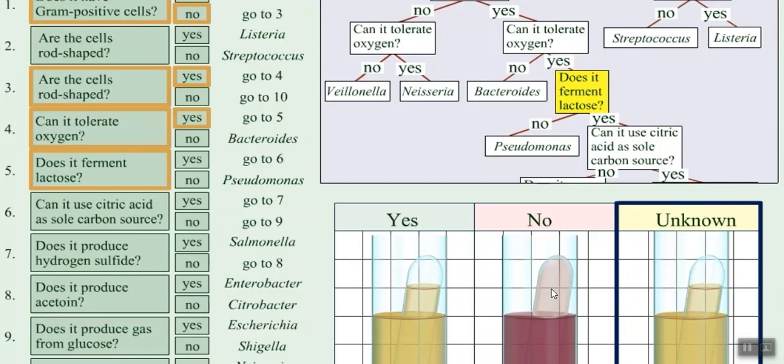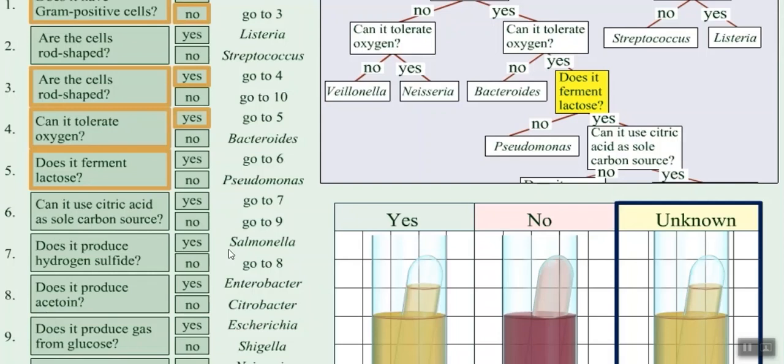So letter A, part A: why is the unknown in this example not Pseudomonas? It ferments lactose. The unknown sample does. Part B: what test indicates that the unknown can utilize citrate as its sole carbon source? So over here at number 6, can it use citrate as its sole carbon source? That would be the test that we would use for that.